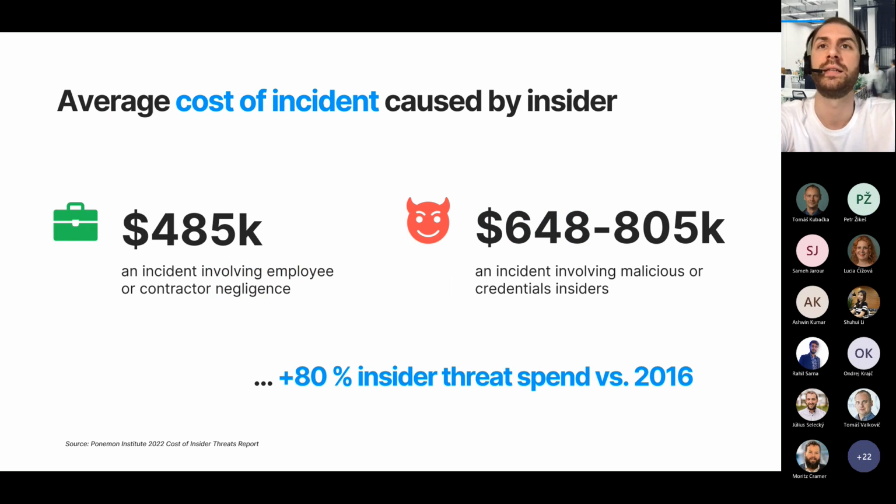In most of the cases, the data leak is caused by a negligent employee, as I said, or a negligent contractor. In that case, the cost per single incident is almost $500,000 US dollars, let's say $480,000.